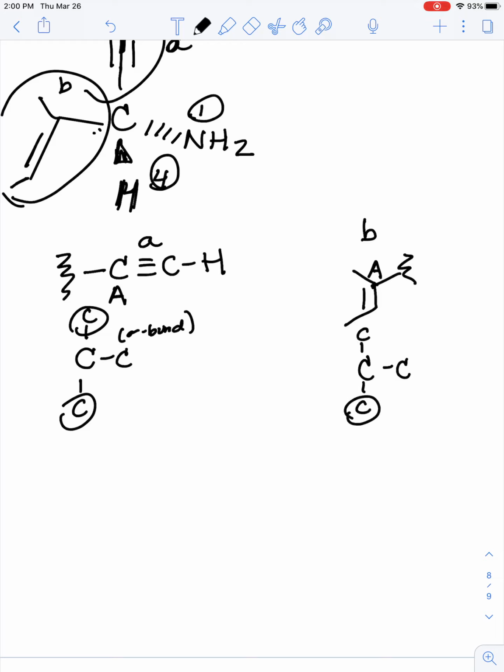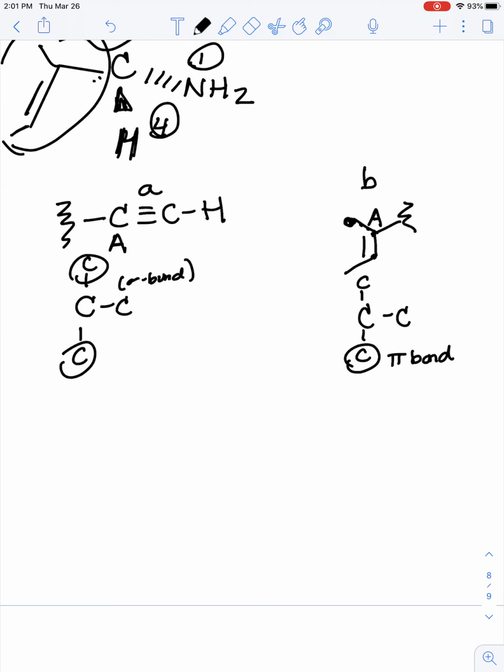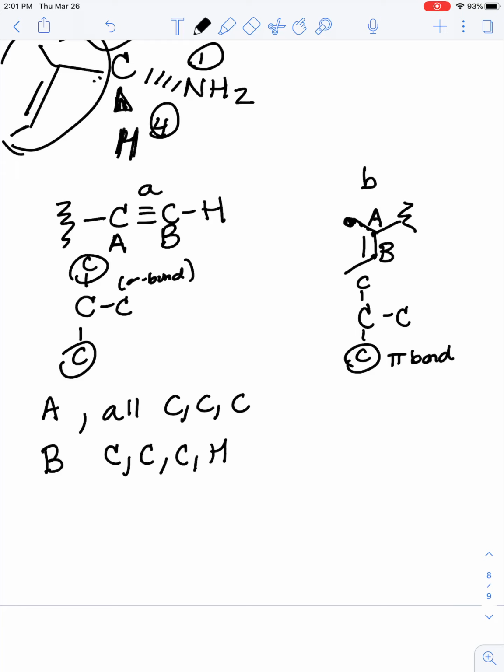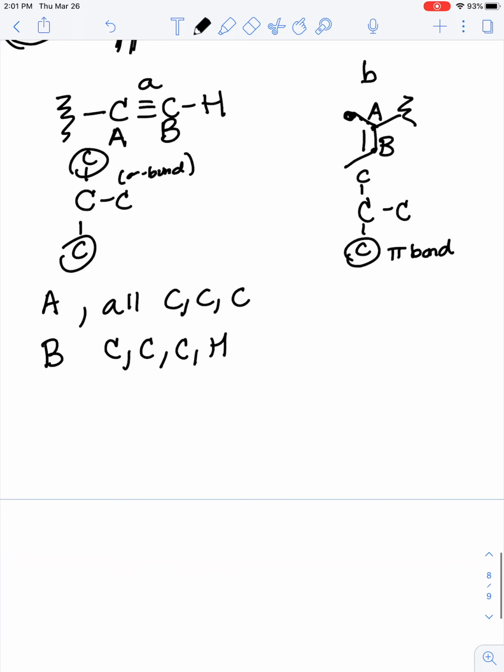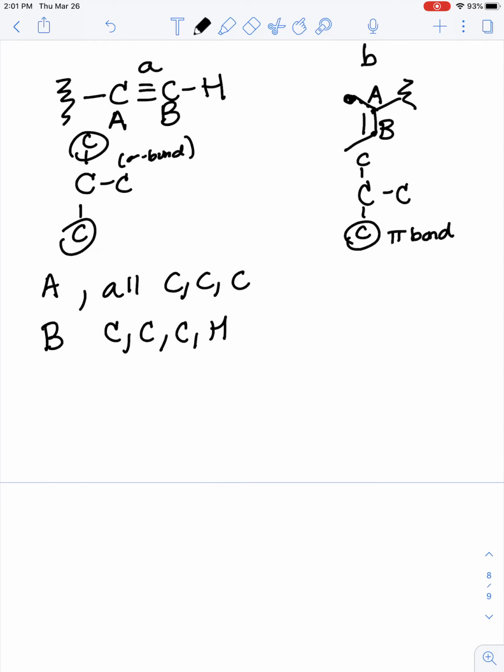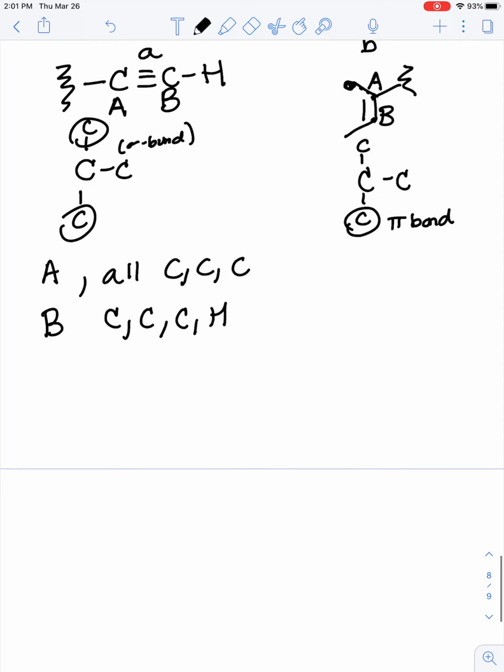So we have a pi bond. So this is coming from the pi bond when we break and duplicate, but we also have a carbon here and a carbon here. So when we look at big A, it's connected all carbon, carbon, carbon. So now if we look at B, so this would be capital B, this would be capital B. So capital B, it's going to be a carbon, carbon, carbon, hydrogen in both cases. So again, it's good practice. Try to think about breaking and duplicating it and make sure that you're seeing that that carbon is attached to carbon, carbon, carbon, hydrogen.